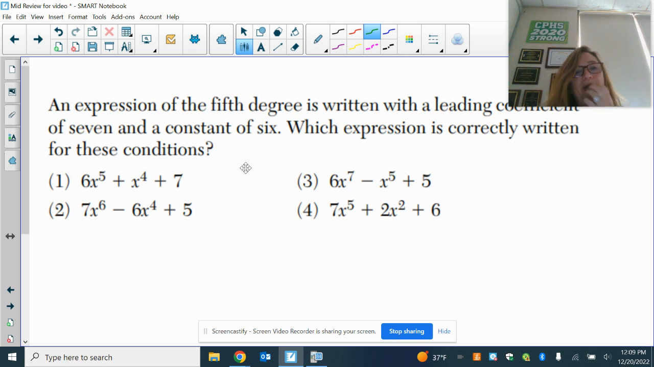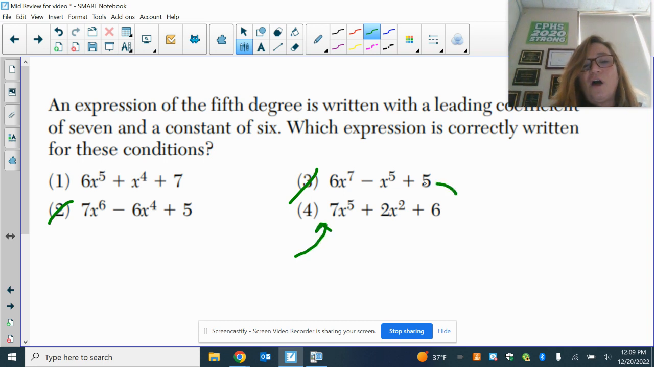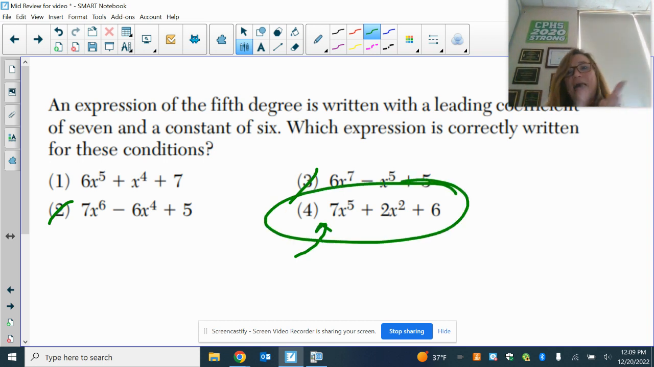Okay, an expression of the fifth degree. That means the highest power shown is fifth degree, so it can't be 2 and it can't be 3. With a leading coefficient of 7. 7 is the lead dog. Choice 4. Gotta know your vocab.